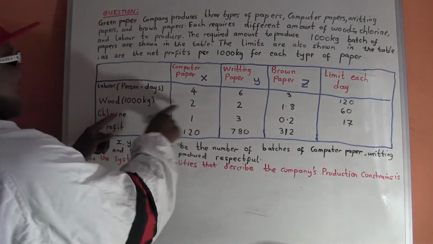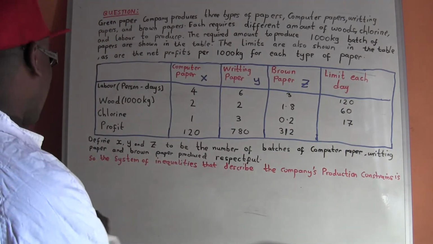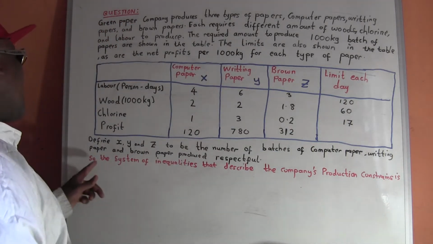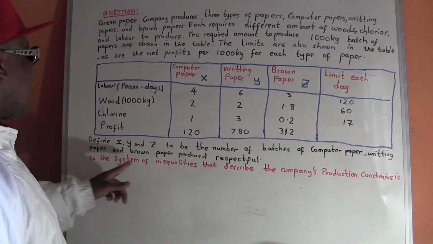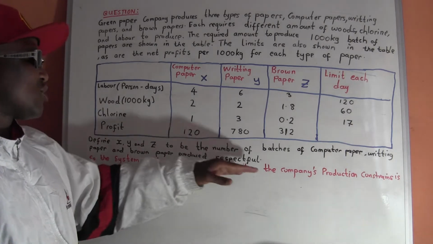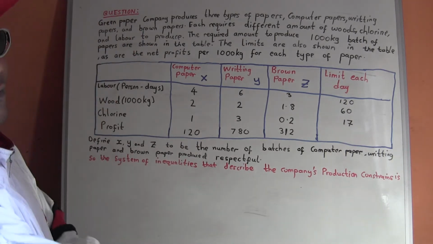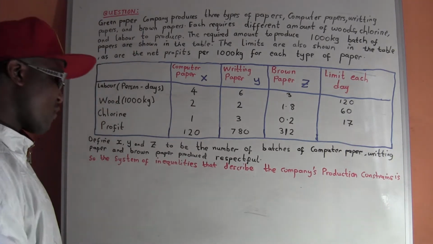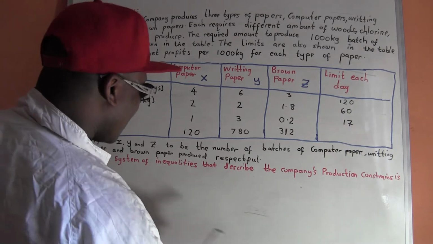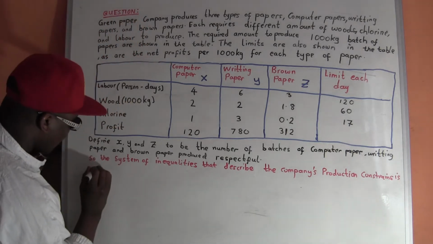For the second one, the wood cannot go over its limit, just like how we see over there. So now, the system of inequalities that describe the company's production constraints are as follows, that we're going to have to calculate. Let me show you now how to get the system of constraints. Very, very easy. So this is what you do.